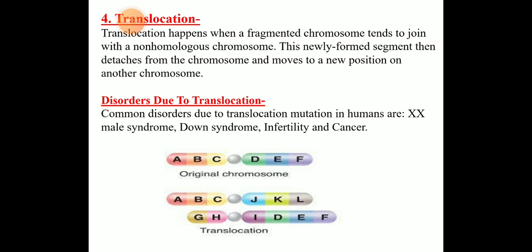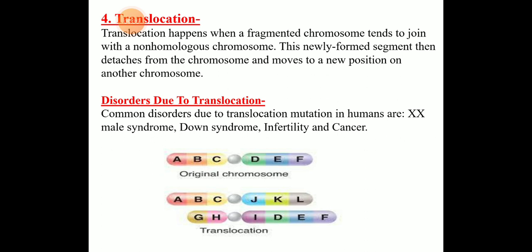Then last, number 4, is the translocation type. Translocation happens when a fragmented chromosome tends to join with a non-homologous chromosome. These newly formed segments then detach from the chromosome and move to a new position on another chromosome.